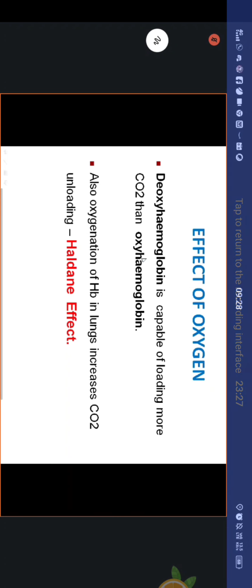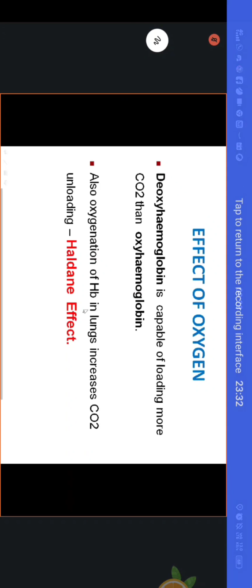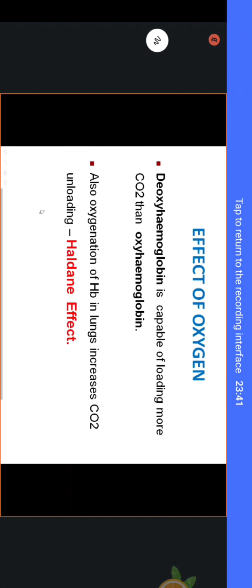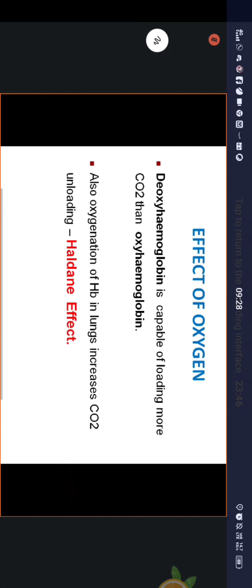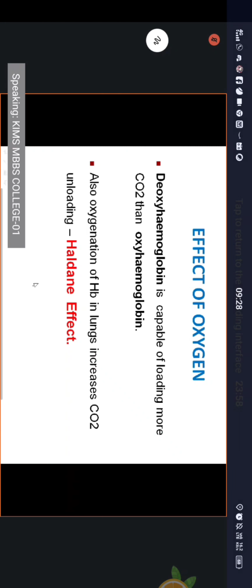So this is normal. Similarly, in lungs also, because of more oxygen, oxygenation of hemoglobin in lungs increases CO2 unloading from tissues. What is the mechanism? Because of decreased oxygen, hemoglobin loads the carbon dioxide and carries it to the lungs. After reaching the lungs, because of more oxygen availability, it releases or unloads the carbon dioxide. This basic effect is called the Haldane effect.